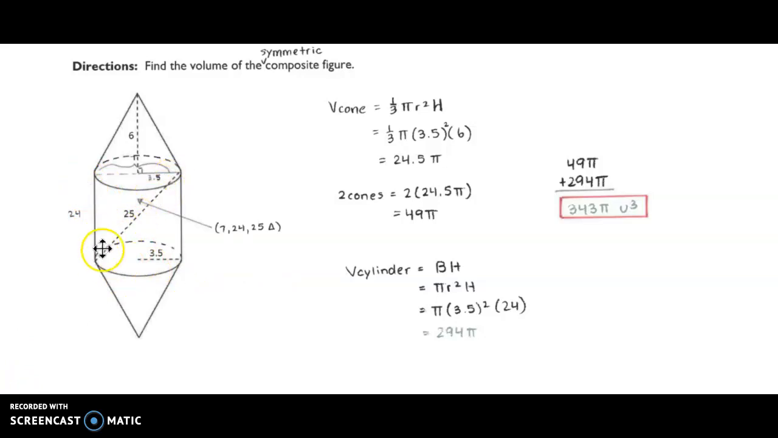All right. I think you have to figure that out. This 25 diagonal, you know this is 7 because if the radius is 3.5, then the diameter is 7. Okay, so that's 7 up here. And so if you don't recognize it's a 7, 24, 25 triangle, that's fine. You can do the Pythagorean theorem, right? 7 squared plus h squared is equal to 25 squared, and then figure out the height as 24. Okay. And so once you find the volume of the cylinder, you add it with the two cones. That's how we got 343 pi.